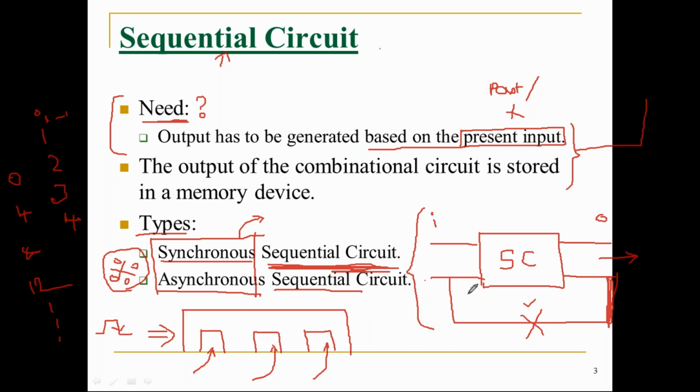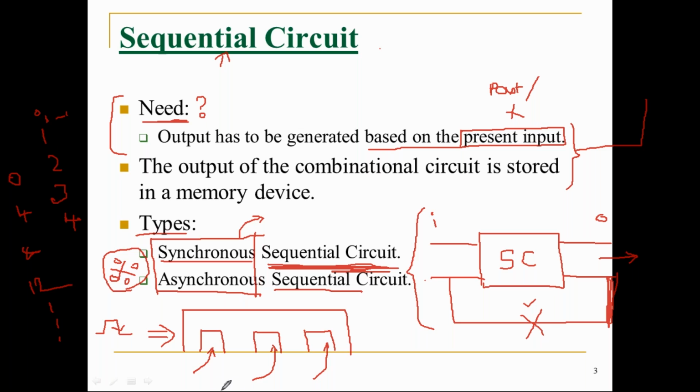Counters, shift registers. Only you have to add the terminology: synchronous sequential counter or ripple counter, asynchronous ripple counter, asynchronous sequential counter, like that. That's all. So the examples for this sequential circuit are counters and registers. I already told this in the earlier slide itself, but now the classification. So the first thing is over.